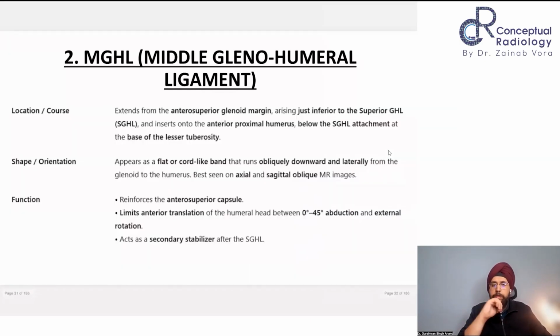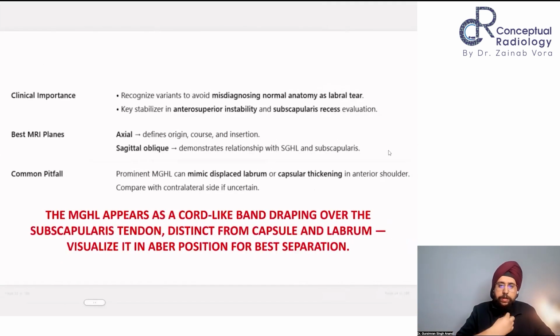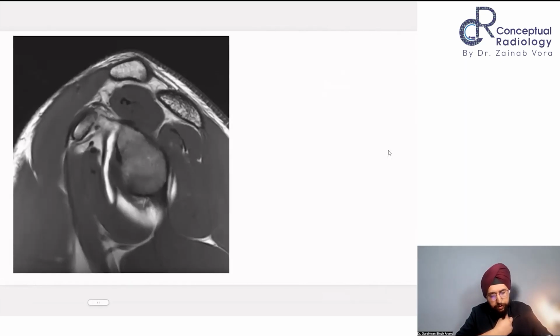Now, let us move on to the middle glenohumeral ligament. I told you, attachments can be both anterior superior glenoid or it can arise from SGHL itself. It's the most variable. And in cases of Buford's complex, it becomes thickened and hypertrophied and compensates for the absent SGHL. So we are again well versed. So this is your MGHL.